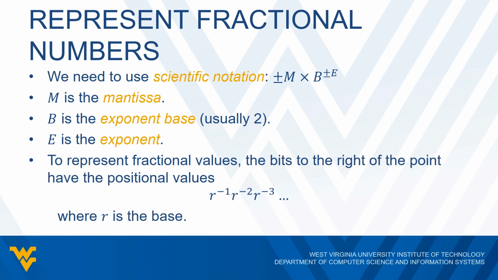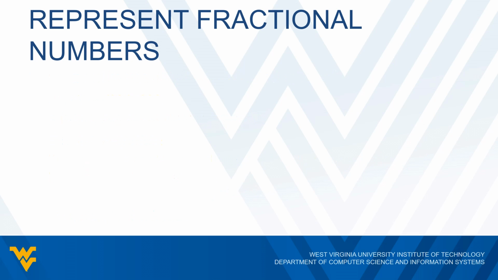Now, in order to represent the fractional values, the bits that are going to be at the right side of the decimal point would have the positional values r to the negative 1 power, r to the negative 2 power, r to the negative 3 power, and so forth, where r is going to be our base, where once again, in most cases, it's going to be 2.